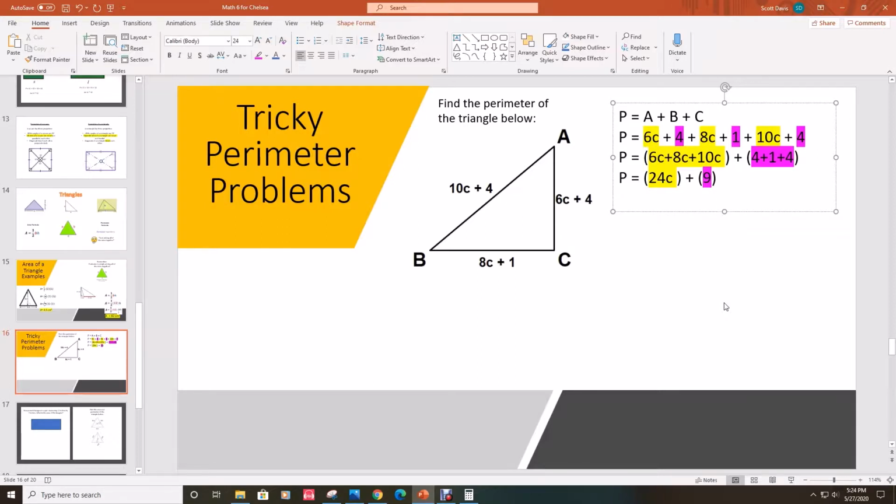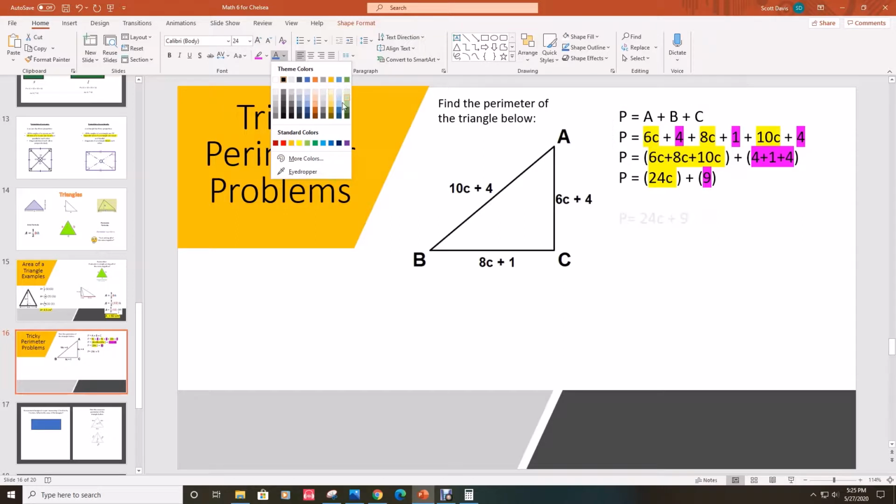Can I do anything else? I can't do anything else with this because I cannot add 24C plus 9. They're not the same. 24C is not the same as a nice little lonely 9 by itself. So my perimeter equals literally the equation 24C plus 9. That would be the actual answer right here, Chelsea.